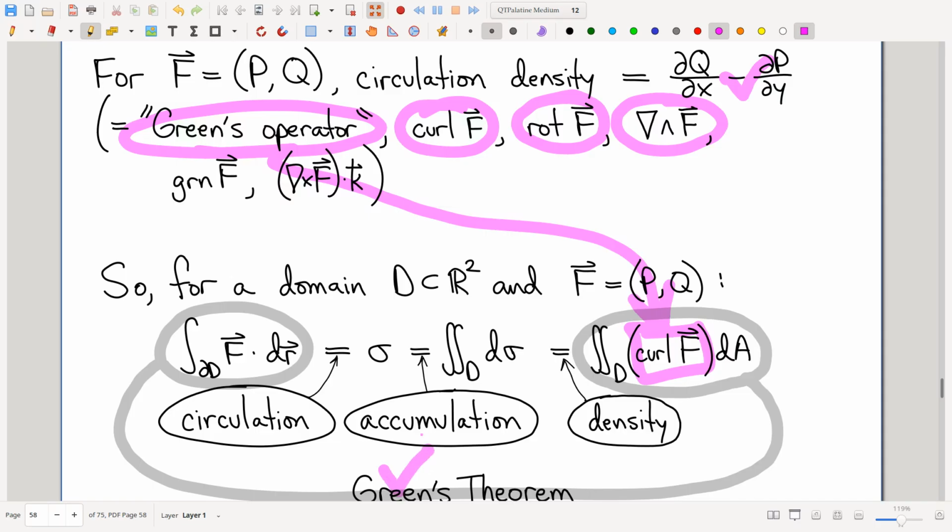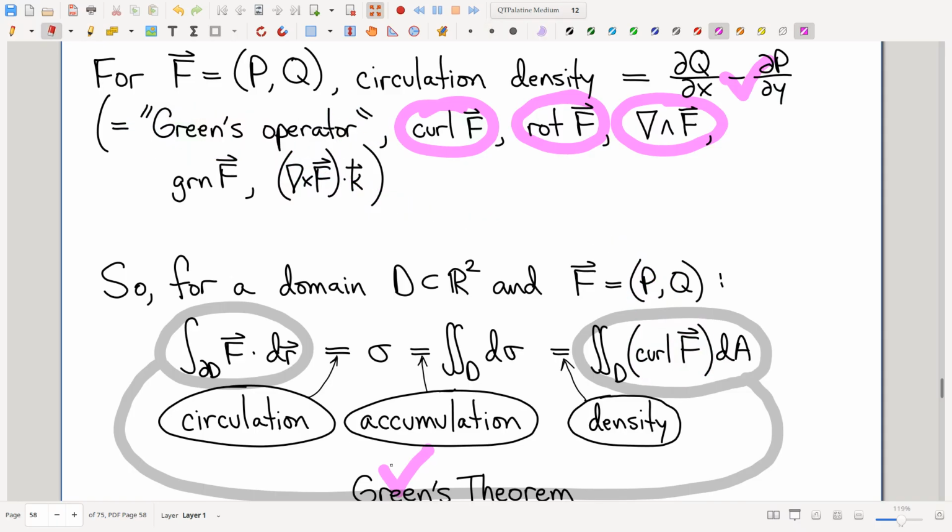So I think that's a really natural little bit of terminology. I call it Green's operator sometimes just for that reason. But I think that's a little niche. I'm not saying that you're going to hear that a lot, but just so you can understand something I might say in the future, heads up, I'm going to call it Green's operator.